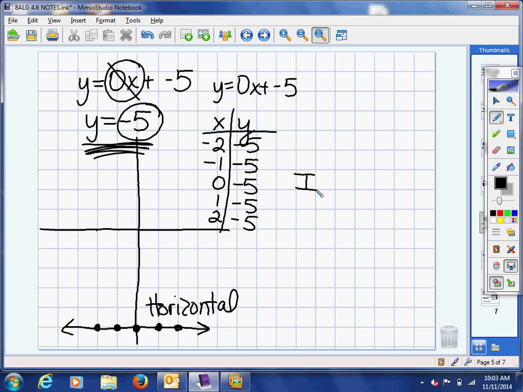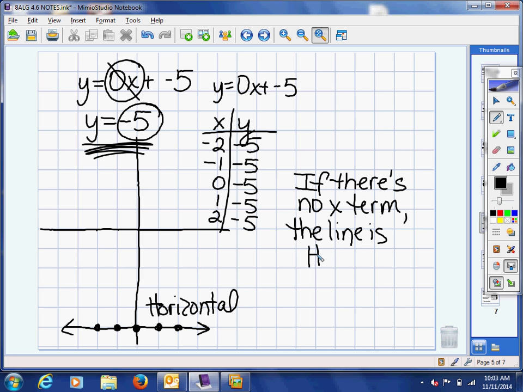So if there's no x term, the line is horizontal. Okay? The line is horizontal. Another way that I've taught it in the past, I told them, I said, do you see an x term in y equals -5?